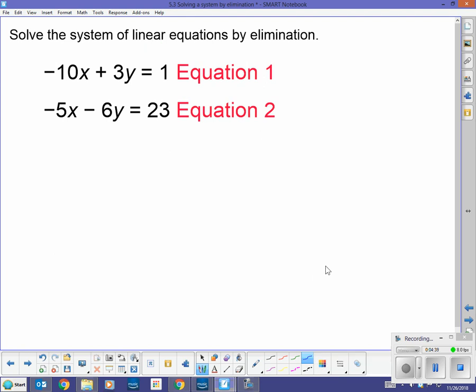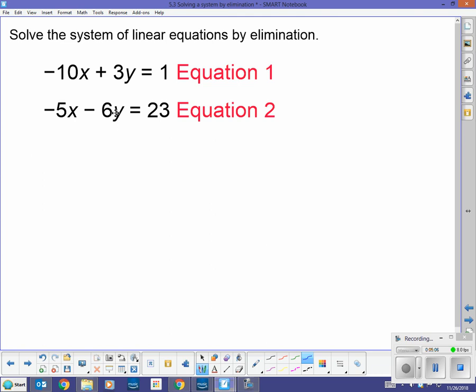Negative 10x plus 3y equals 1. Negative 5x minus 6y equals 23. Well, what we can do, sometimes, and we'll do more difficult ones in class, in this case I only need to multiply one of these equations by a number to come up with a pair of opposite terms.